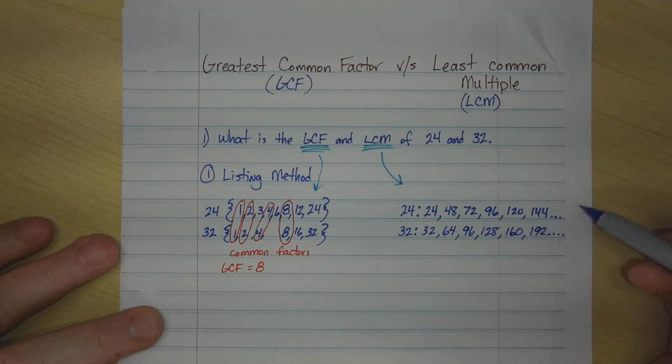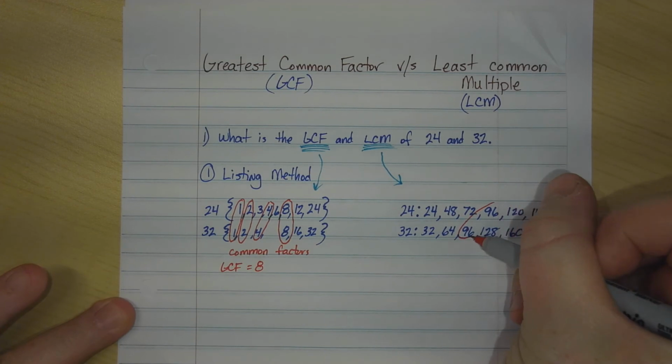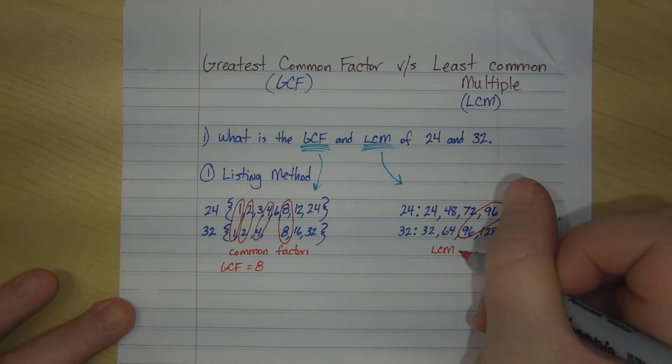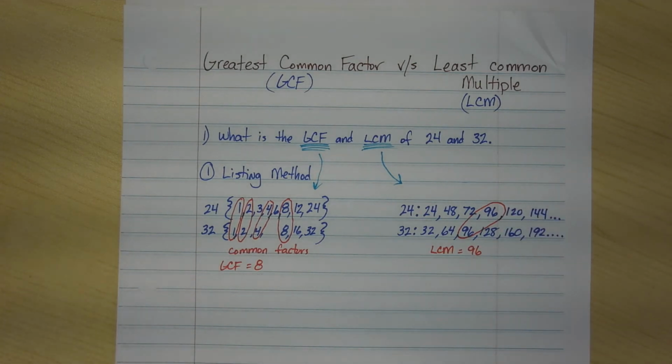but we're not interested in the biggest one. We're looking for the first one. So in this situation, hopefully you can see it, we have 96. 96 is the least common multiple that they both have in common. So the least common multiple is 96. Now, that's the listing method for both the greatest common factor and the least common multiple.